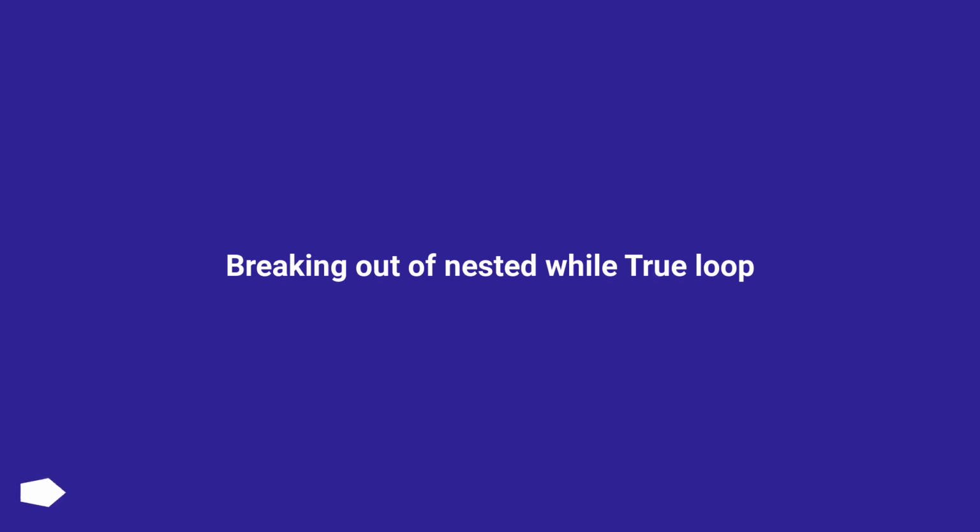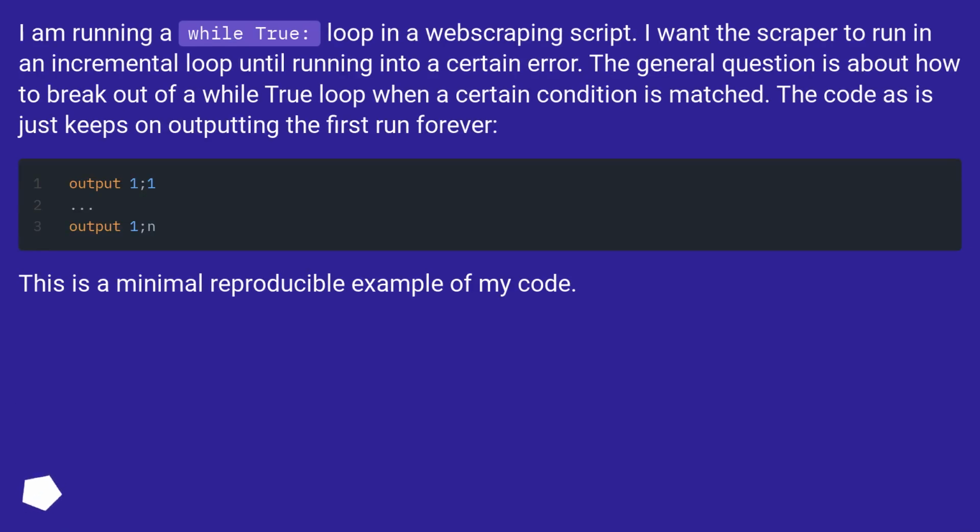Breaking out of nested while true loop. I am running a while True loop in a web scraping script. I want the scraper to run in an incremental loop until running into a certain error. The general question is about how to break out of a while True loop when a certain condition is matched. The code as is just keeps on outputting the first run forever.